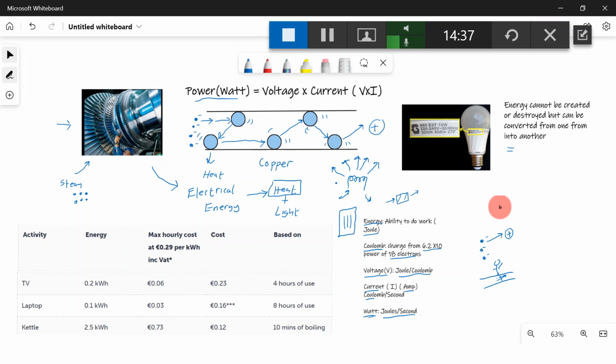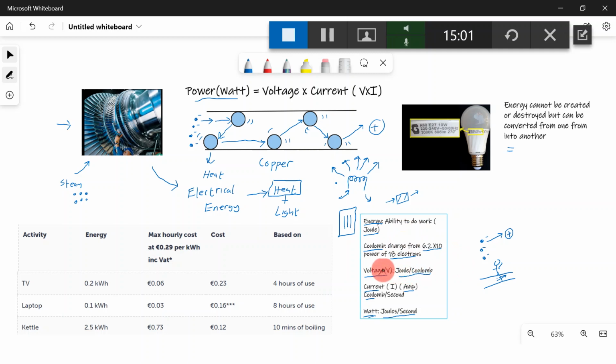If you think about the coulomb, basically it's the charge on a huge number of electrons, 6.2 multiplied by 10 to the power of 18. It's like saying a dozen eggs: instead of that, you say you have a coulomb of electrons. It's more related to the charge that's on the electrons, but that's kind of the way to think about it in your mind.